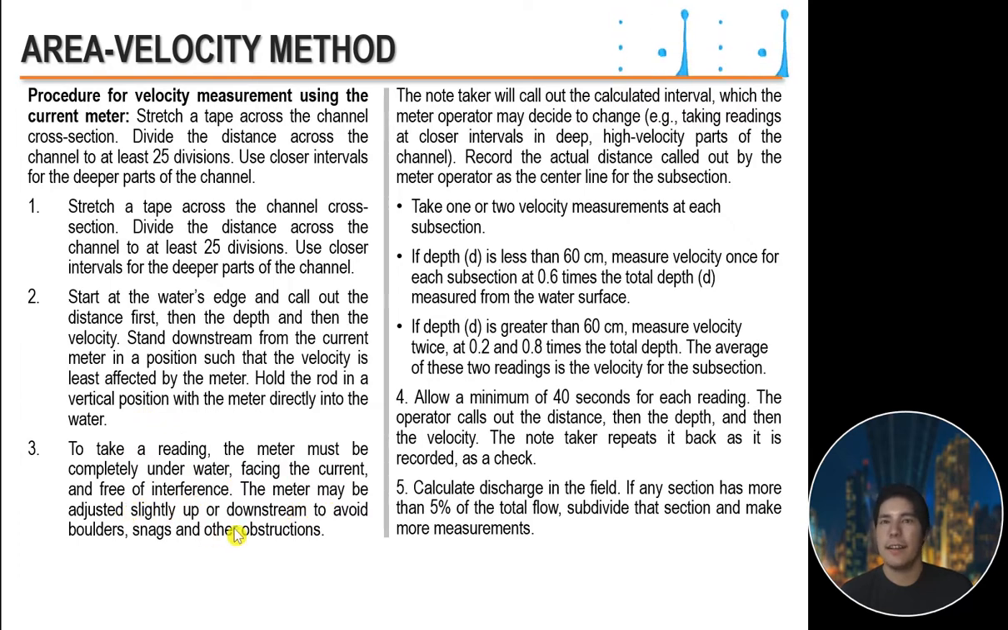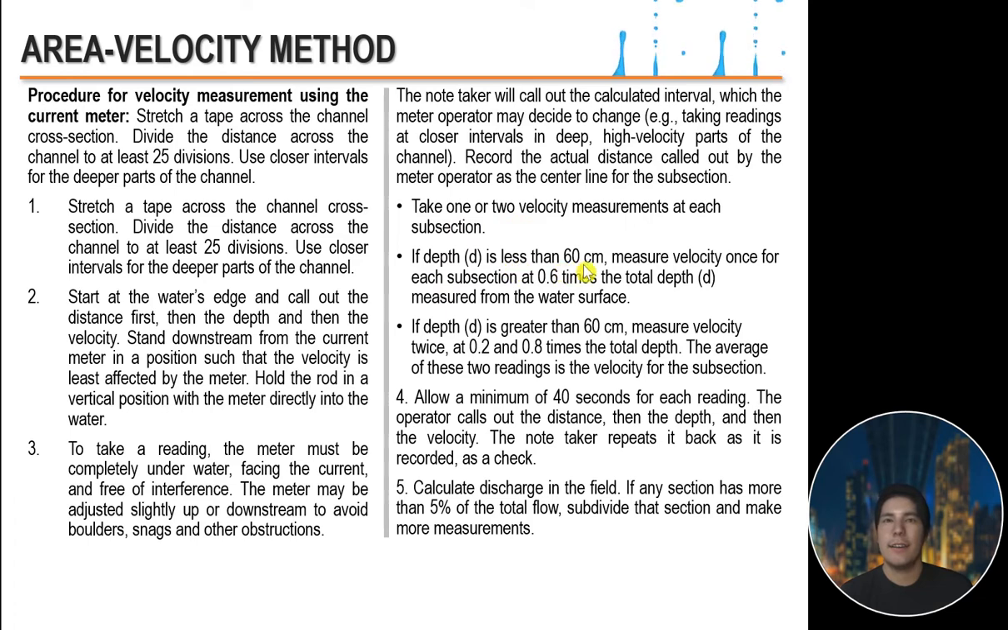To take a reading, the meter must be completely underwater, facing the current and free of interference. The meter may be adjusted slightly up or downstream to avoid boulders, rocks, and other obstructions. The note taker will call out the calculated interval, which the meter operator may decide to change, taking readings at close intervals in the deep, high velocity parts of the channel. We record the actual distance called out by the meter operator as the center line of the subsection. We just take 1 or 2 velocity measurements per subsection.